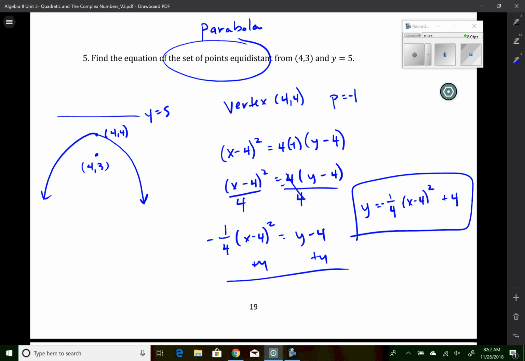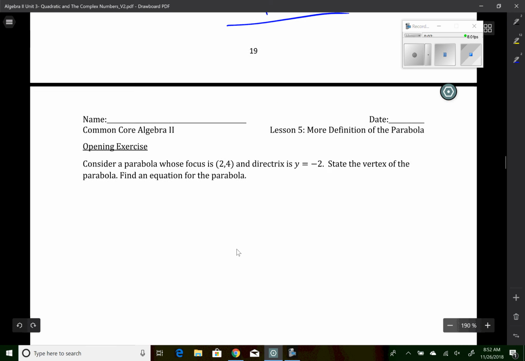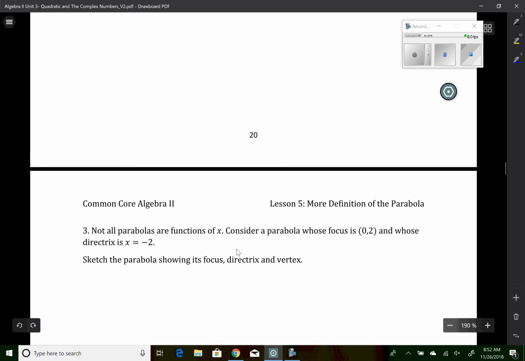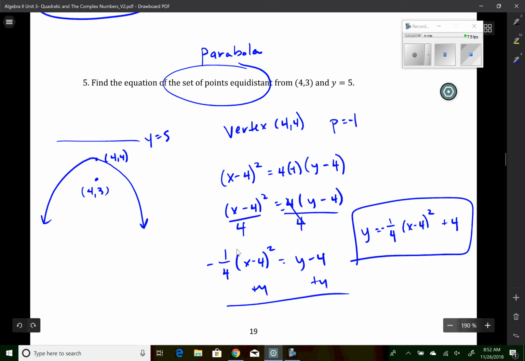You'll notice tomorrow's lesson, we're doing more of the same, but we'll start to look at parabolas that are actually going to be sideways, so non-function parabolas. And then we'll go from there, right?